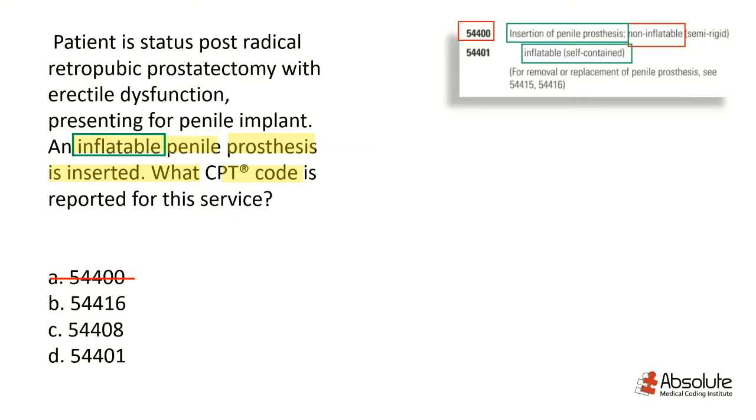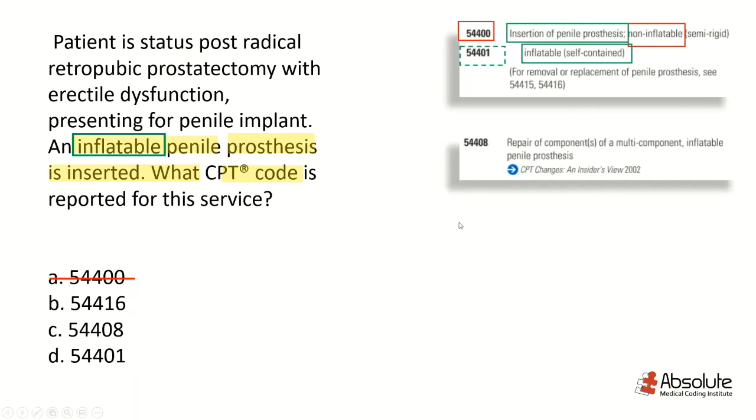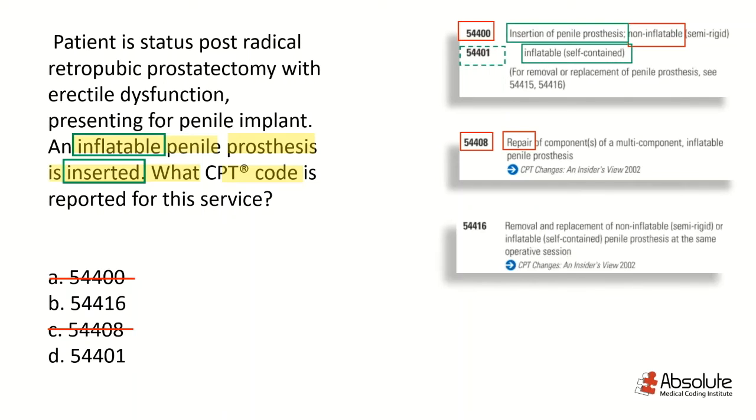All right, so we have to look at this again, paying attention to this common code language. Insertion of penile prosthesis. That's what we see, inflatable. I'm going to give this a light yes because we need to check out these remaining codes to be sure. Code 54408, repair of components of, no, we have an insertion. We don't even have to keep reading. Yeah, it's inflatable and all that, but we are not repairing anything. We are indeed inserting this prosthesis. So 54408 is off the table. 54416, removal and replacement.